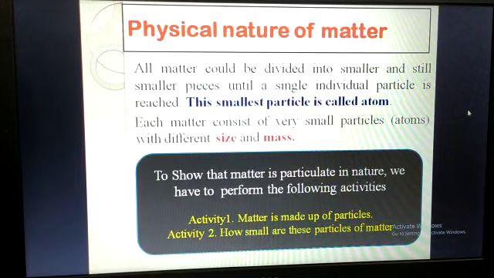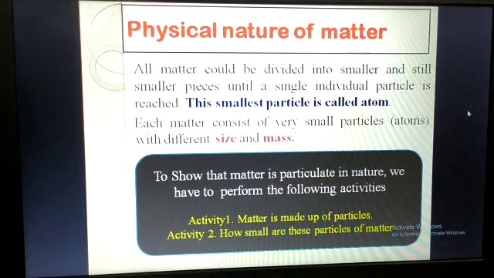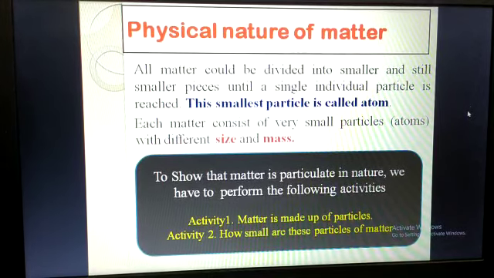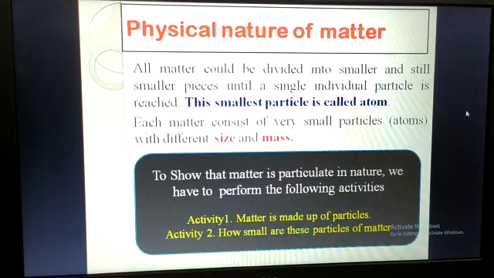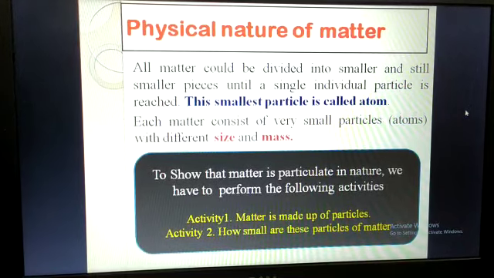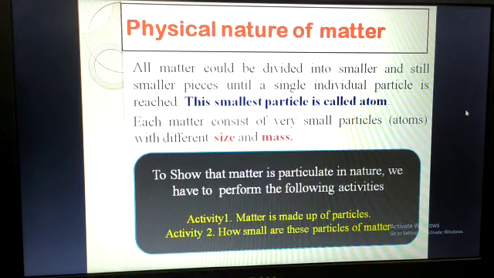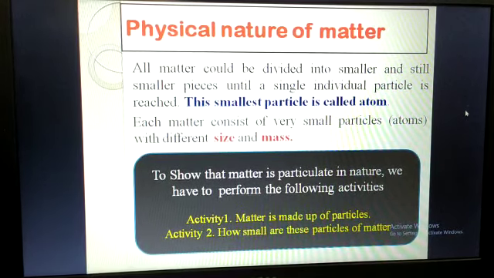I am giving you an example. We have a piece of chalk, right? Whenever you crush the piece of chalk, there are small particles, right? So we crush the piece of chalk until we get the smallest particle, right? Now each matter consists of very small particles. These particles are known as atoms, right? So each atom has a different size and different mass. Fine.